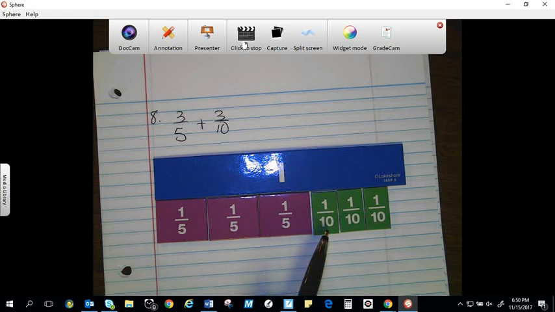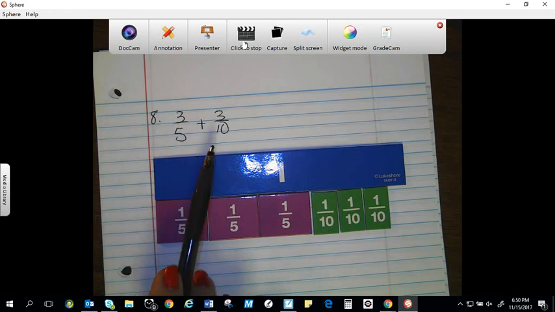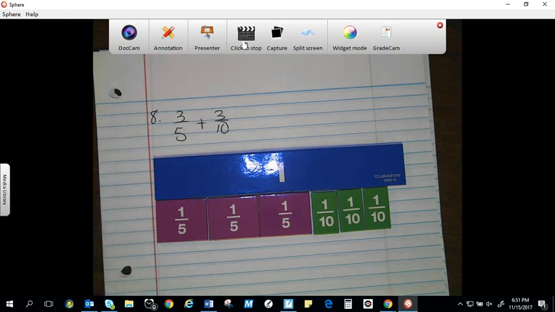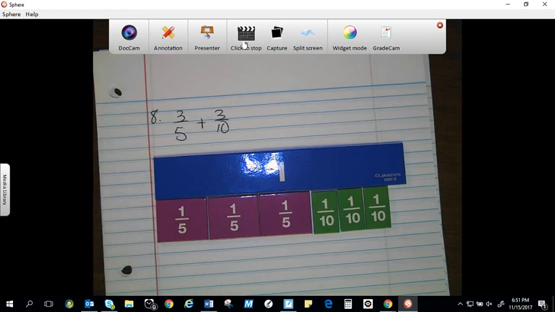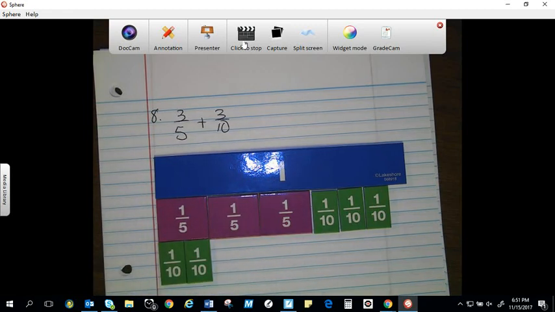What could you multiply by 5 that will get you to 10? Very good. 5 times 2 equals 10. So how many fractions of the tenths would it then take? 2/10, because 5 times 2 equals the 10. So you see how this is kind of working itself out?